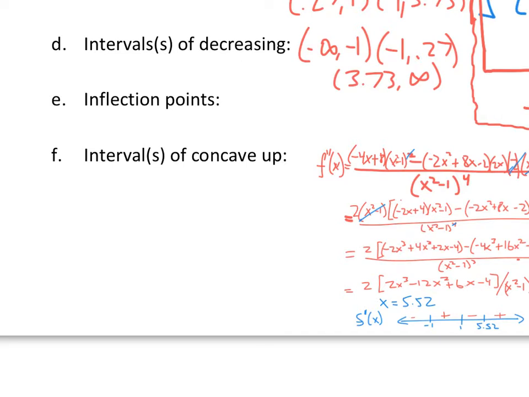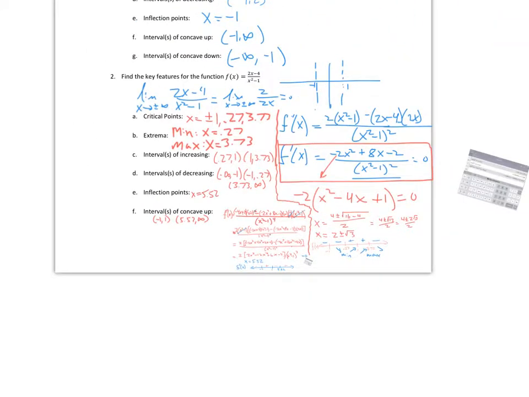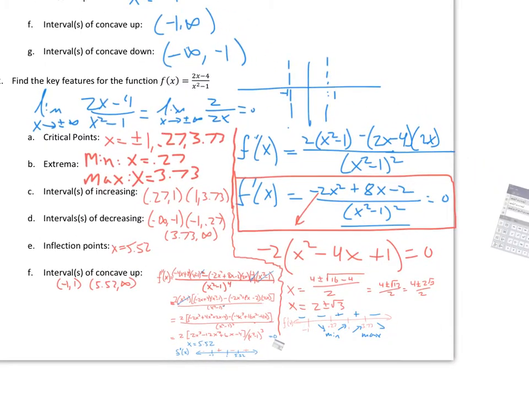get this in here. We've got an inflection point, and that's at 5.52. And we got intervals of concave up, and that's from -1 to 1, and then from 5.52 to infinity, okay? And so, what does this mean after all this craziness? Well, we've got this.